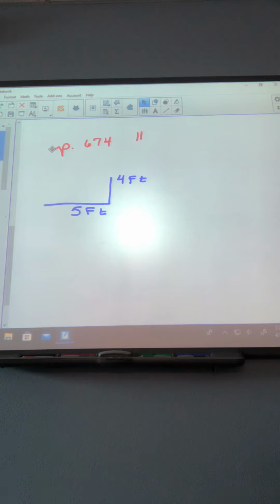So the problem says, during a stress test, a physician may change the grade or slope of a treadmill to measure its effect on heart rate, which is the number of beats per minute. Find the grade or slope of the treadmill shown below. Okay, so finding the grade or the slope.